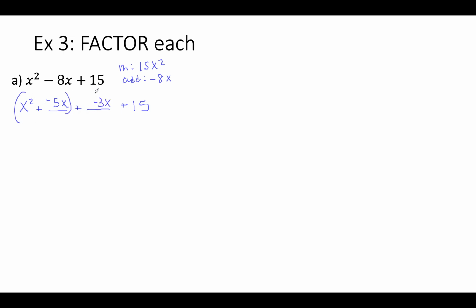So now I can group these two. These have an x in common. We get x minus 5. These two I can take out a negative 3 so that I get the x minus 5. So my answer would be x minus 5 and x minus 3. I will show you a shortcut for these.